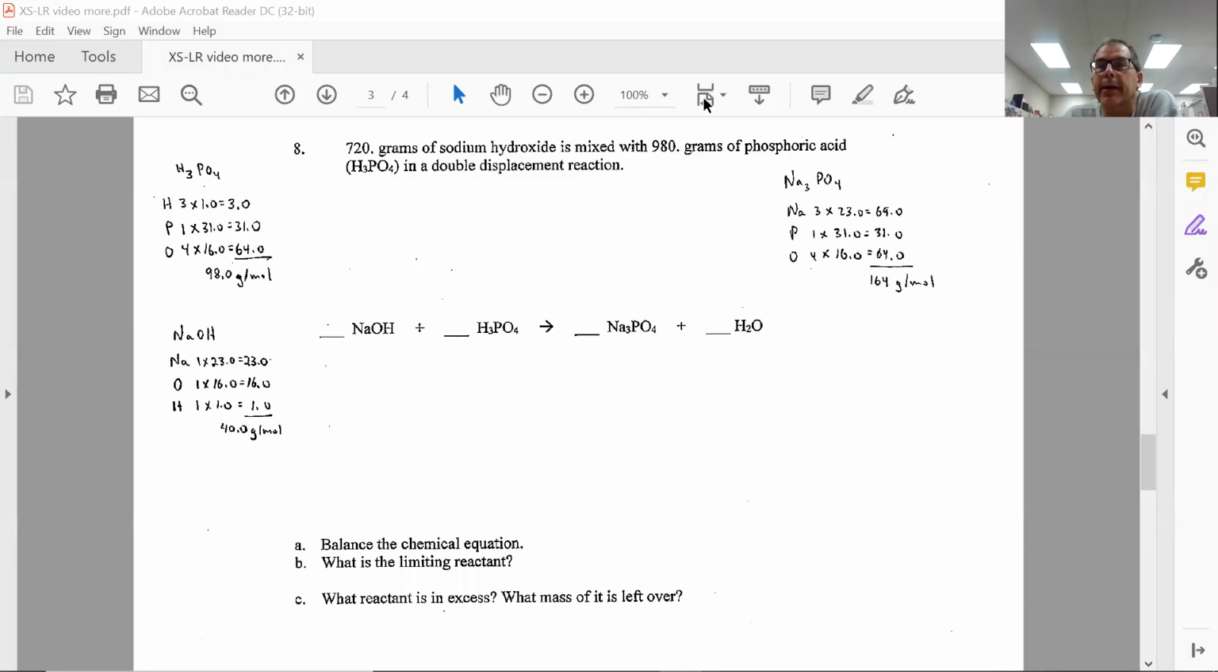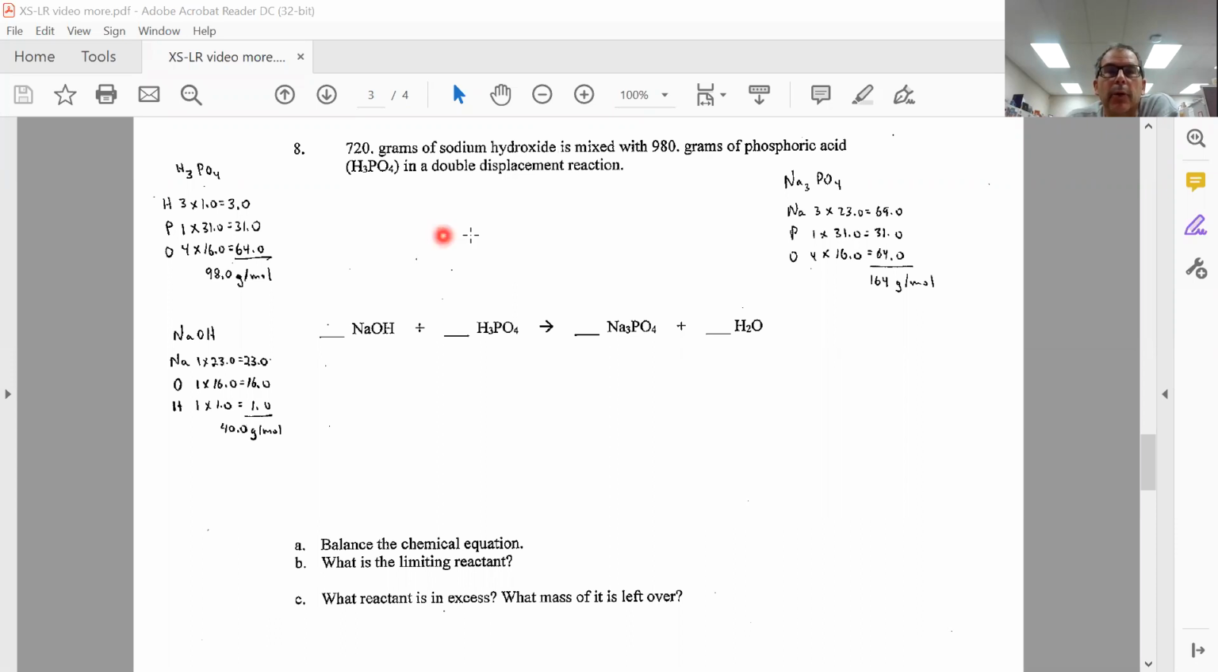Excess limiting reactant problems, page 8, number 8. This one looks like there's a lot of questions asked, so we'll probably do a complete ICE box with this one.